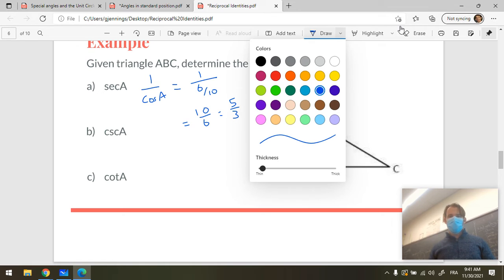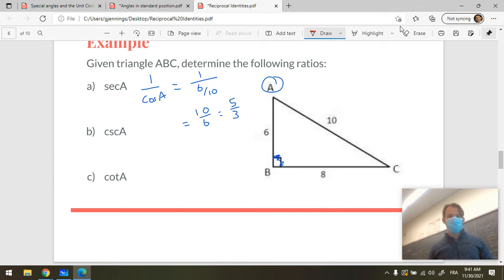Okay. Now let's take a look at the other 2 reciprocal ones. This is cosecant. So if secant is related to cosine, cosecant is related to sine. So this is 1 over sine A. And I'm looking at here, my angle of interest is A, this angle here. And the opposite side to A is 8. And then the hypotenuse is 10. So we could use 1 over sine A to calculate this, but let's just go straight to cosecant is equal to this over this. It's 10 over 8, which simplifies to 5 over 4.